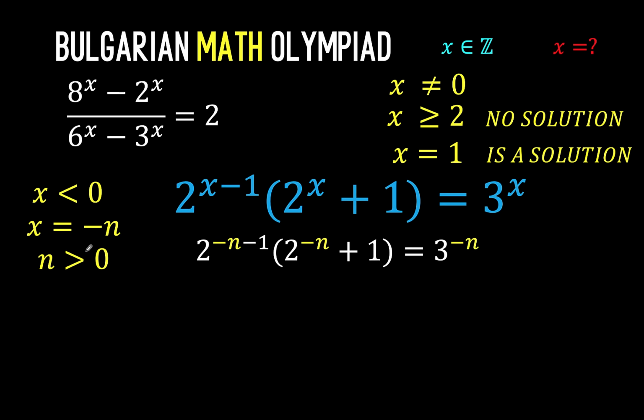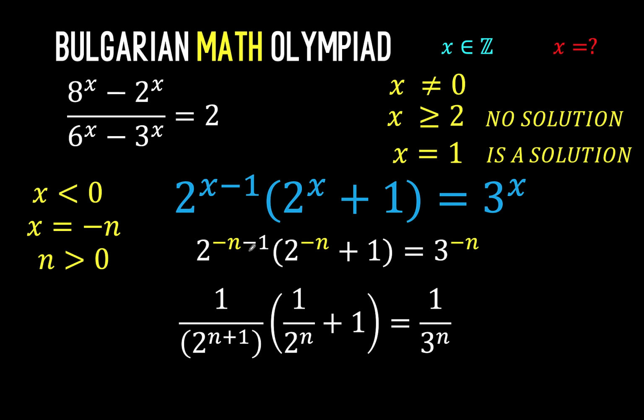So simplifying now, replace all x with negative n. When you have a negative exponent, that can be written as positive provided you write it as 1 over 2 raised to the positive n plus 1. The same thing here. That becomes 1 over 2 raised to n plus 1 equals 1 over 3 raised to n. Here, n is a positive integer.